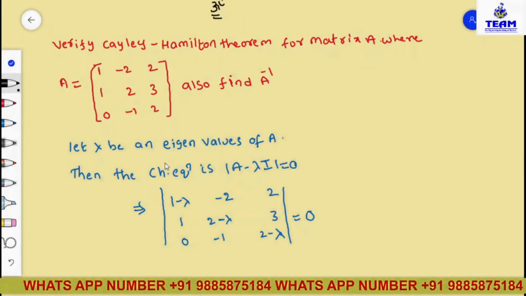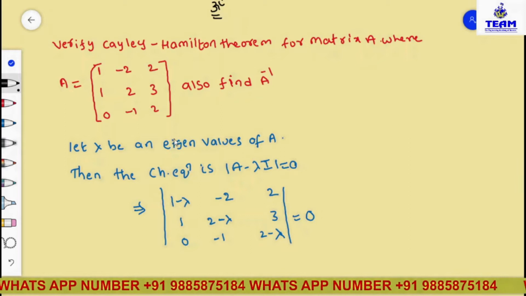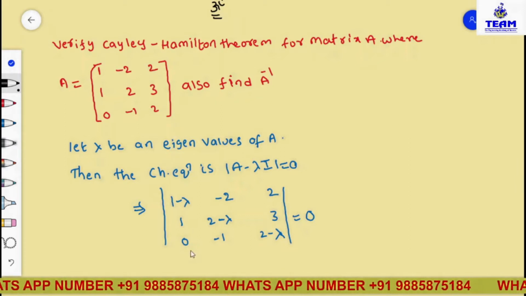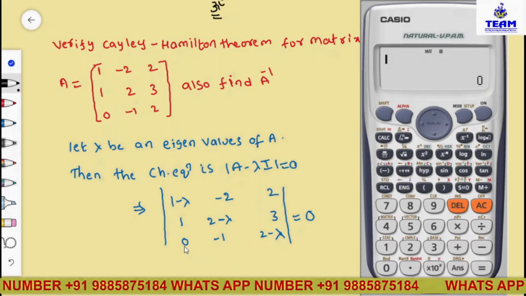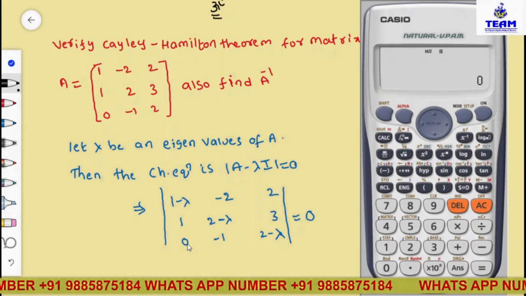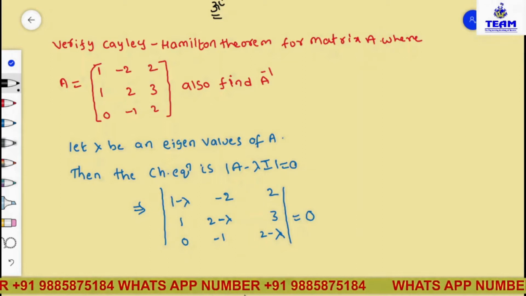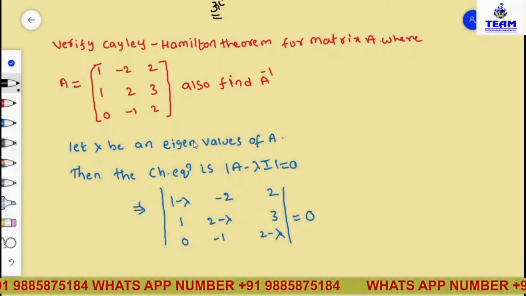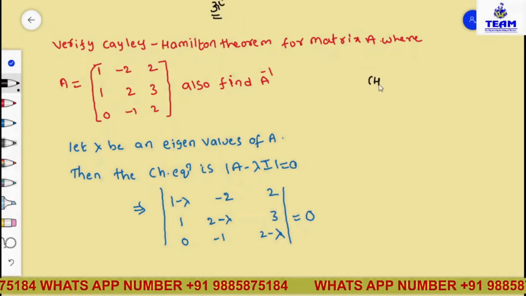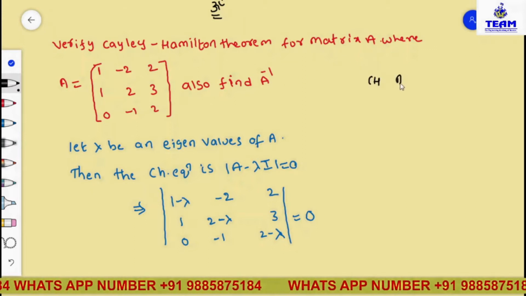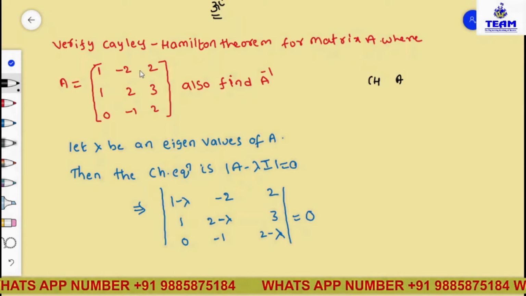Okay friends, now this problem I am going to solve by using a Casio calculator. I think many of you have this calculator, right? Now coming to the problem. The given problem is: verify the Cayley-Hamilton theorem for the matrix A, where A is a 3 by 3 matrix.